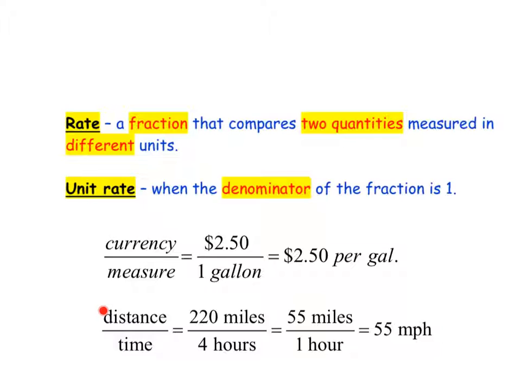And then this is another rate if you take distance and divide it by time. So if you go 220 miles in 4 hours, that would give me 55 miles per hour if I'm dividing everything by 4. And because there's a 1 down here in the denominator, this is the unit rate. The unit rate is 55 miles an hour. This is just a rate. This is a rate and a unit rate. So know what a rate is and know what a unit rate is. Let's look at some examples.